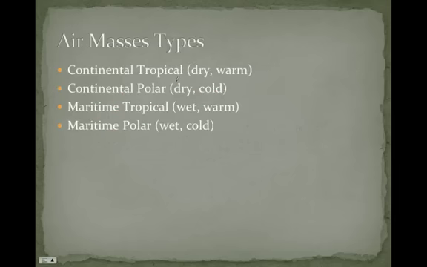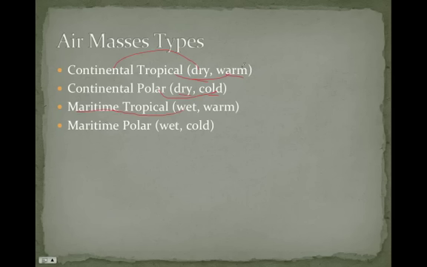Now, there are four main air masses that affect us. Continental tropical, which is dry and warm. Continental polar, which is dry and cold. Now, first off, continental means dry. Tropical means warm. So, dry and warm is continental tropical. Polar means cold. So, continental polar is dry and cold air mass. Maritime means wet. So a wet warm is maritime tropical. A wet cold is maritime polar.